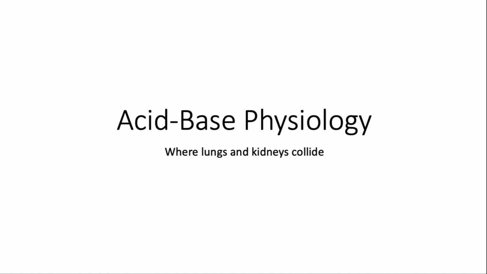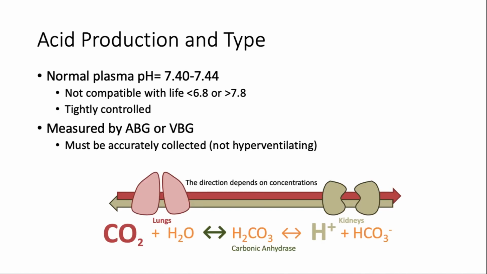Acid-base physiology is where the organs of the body really interact in order to maintain homeostasis in terms of the pH of our blood. First, let's talk about the normal plasma pH, which is between 7.4 and 7.45. Some say as low as 7.35 is within normal range. But below 6.8 or above 7.8, we are incompatible with life.